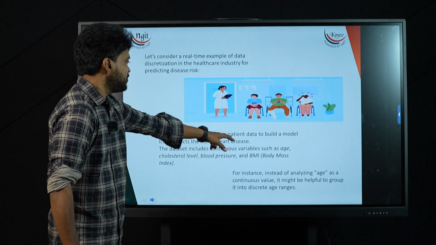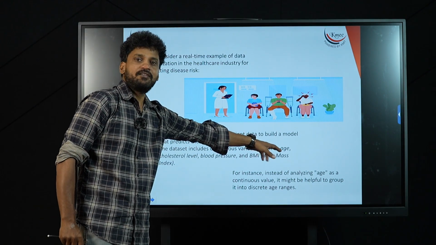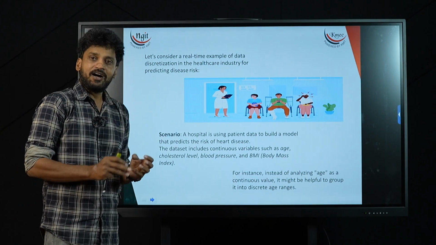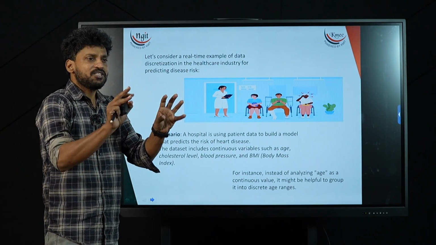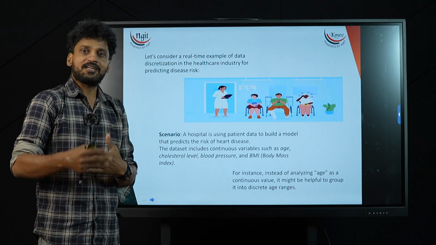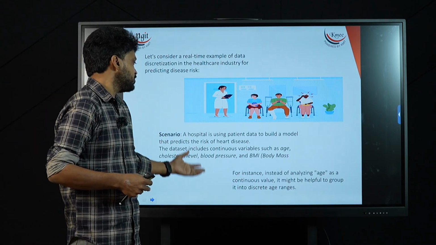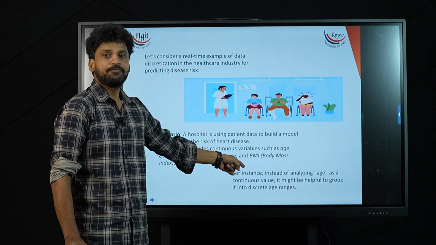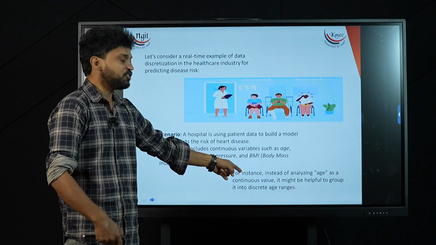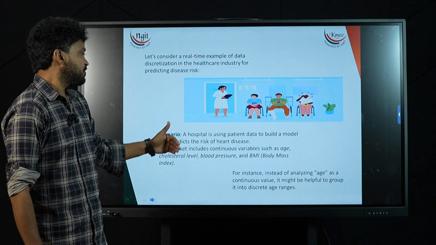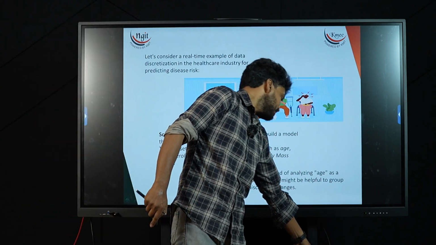Here, this is the continuous data, right? Age is continuous data in which values will be from 1 to 100, and cholesterol level again is continuous data because there are several discrete values available. Blood pressure, again, is continuous, and also the BMI. For instance, instead of analyzing age as a continuous value, as we discussed in one of the previous sessions, we can bin it into several categories. It might be helpful to group it into discrete age ranges.